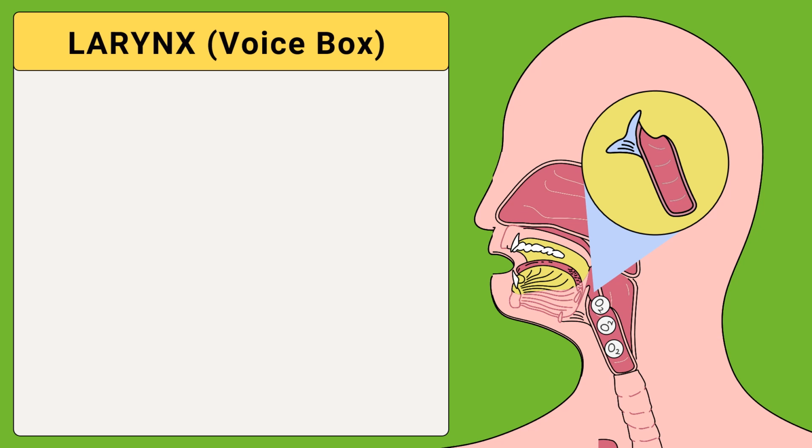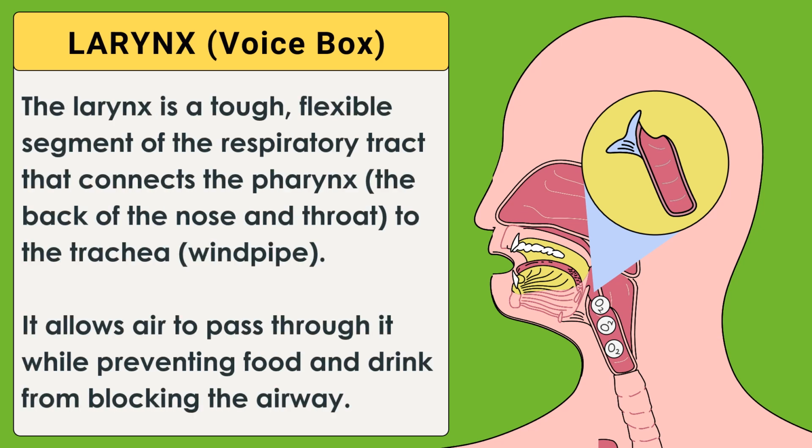Larynx, voice box. The larynx is a tough, flexible segment of the respiratory tract that connects the pharynx, the back of the nose and throat, to the trachea or the windpipe. It allows air to pass through it while preventing food and drink from blocking the airway.